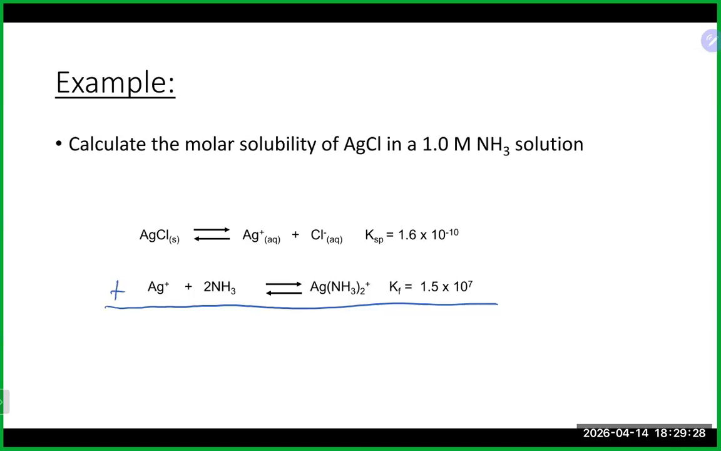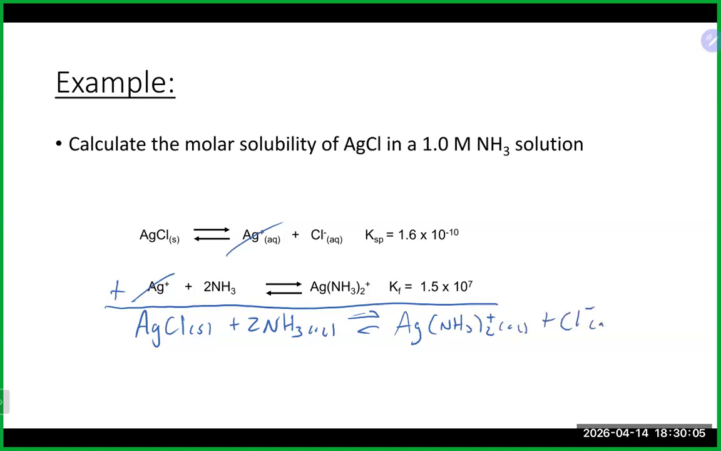Is it okay to add them together even though they're different Ks? The answer is yeah, they're all K values. It doesn't really matter what the little letter on the bottom is. So you could add all these together. If I add these 2 reactions together, it gives us the overall reaction that's taking place. In this case, our silver is going away, and we're left with our silver chloride plus some ammonia, and it is going to make this complex ion and some chloride ion in this case.